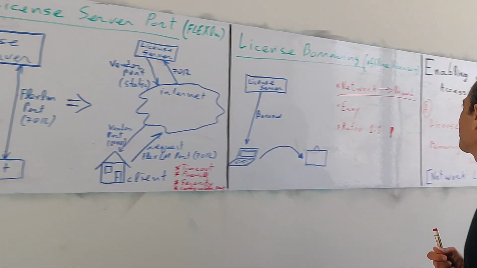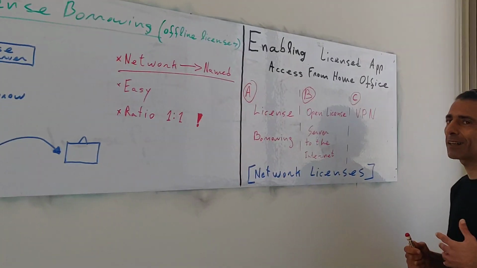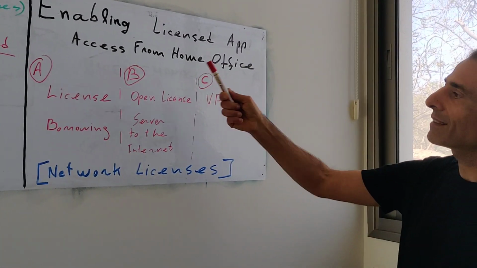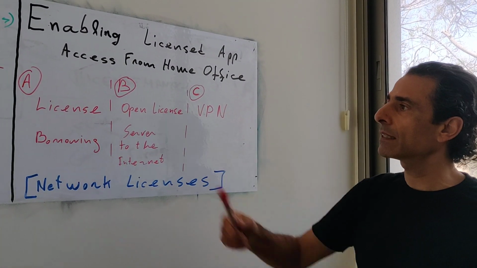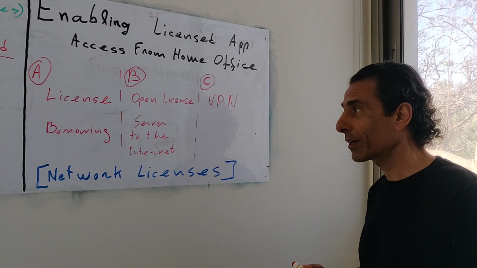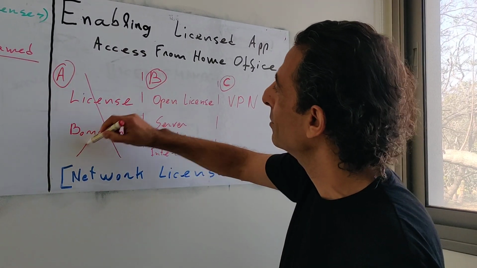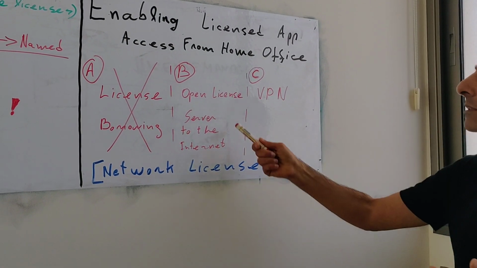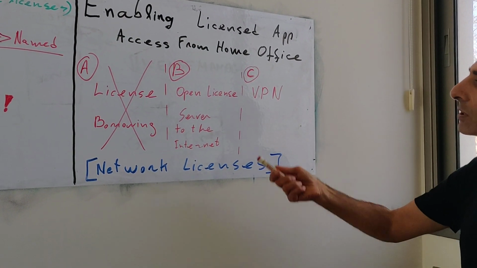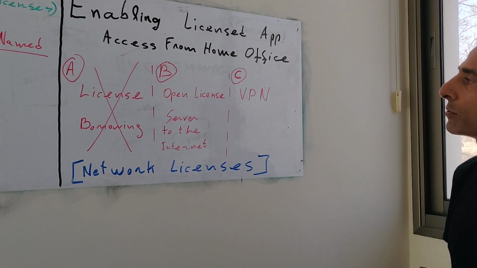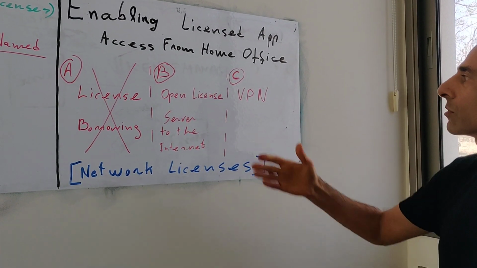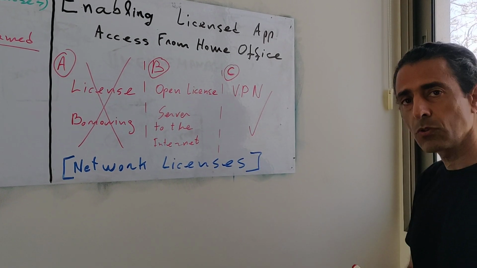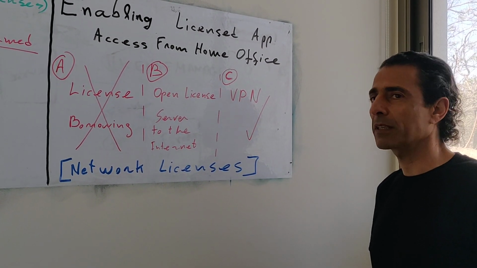Let's go back to the summary to summarize our discussion. There are three methods. As we said, license borrowing is the worst one, and I wouldn't recommend anyone use it. The second is to open the license server port to the internet, which is convenient after you set it up, but also not recommended. And the best method is to use the network VPN.